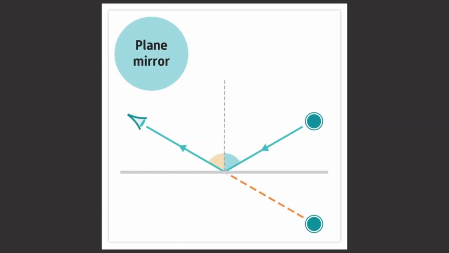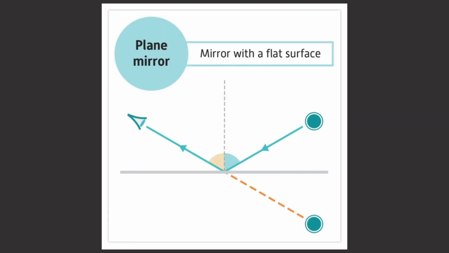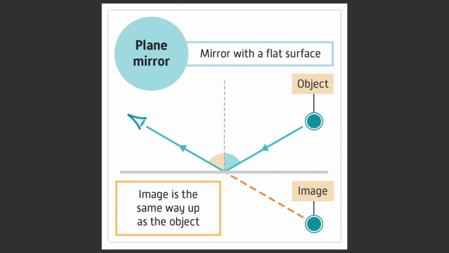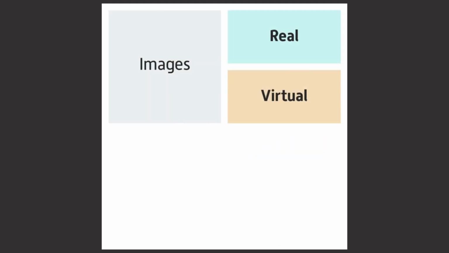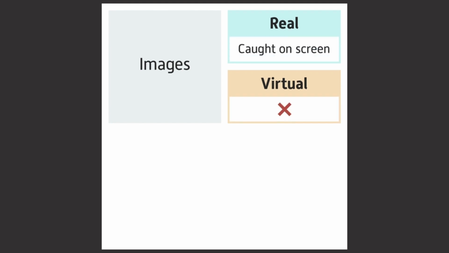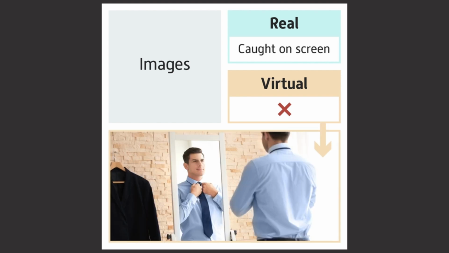You should know that in a plane mirror, a mirror with a flat surface, the image is the same way up as the object. It appears to be as far behind the mirror as the object is in front of the mirror. Images are either real or virtual. A real image is one that can be caught on a screen, but a virtual image can't be. If you look at yourself in a mirror, the image you see is a virtual one.